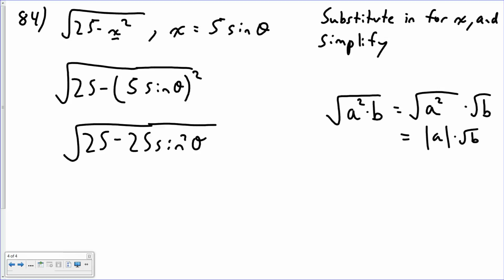Therefore, back to the problem, this only gives you one idea, one thing to do, which is going to be to factor the 25 out. So that's the main step in doing this problem. It's kind of the trick. And you would have 25 times 1 minus sine squared theta.